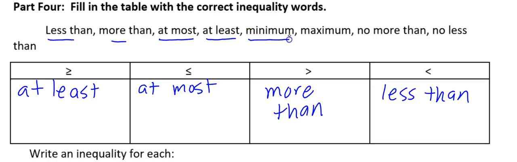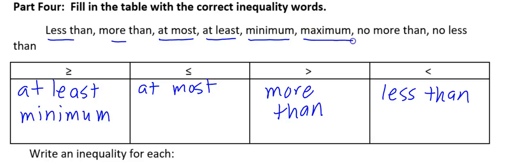Next, the word minimum means that's the minimum amount of something that I need. So if the minimum height to ride a roller coaster is 54 inches, that means I can be 54 inches or more than 54 inches. I could be 60 inches. I could be 70 inches. So this minimum would also be greater than or equal to.